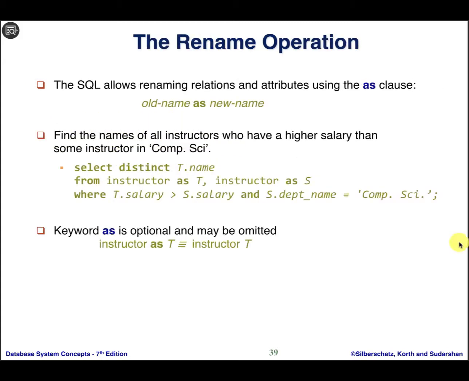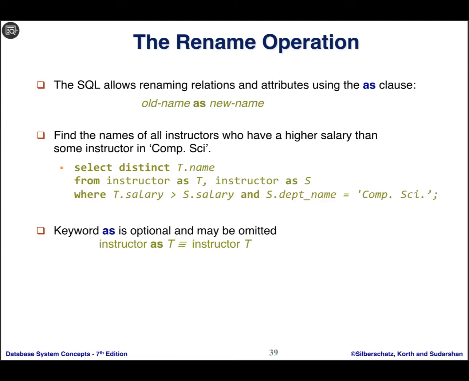Good. Now let's take a look at the rename operation in general. Generally speaking, we can rename attributes, and we can give a temporary name to relations, and so on. So let's take a look at a simple thing. Generally speaking, I'm going to use an old name as a new name. That's the meaning of what we can perform here.